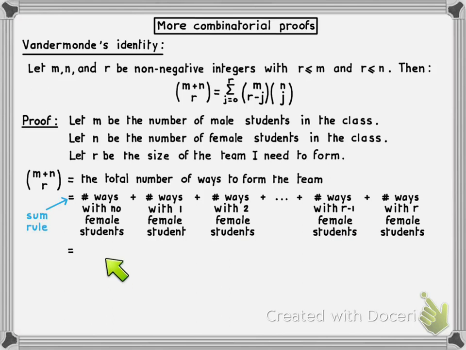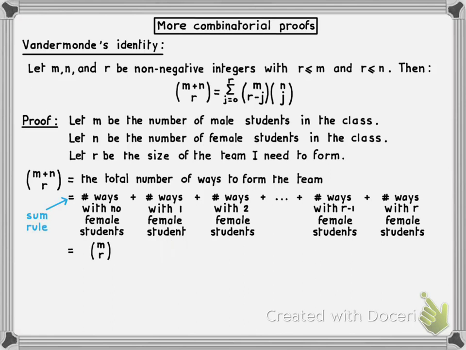How many ways do I have to pick r students out of the m male students in the class, since I don't want to include any female students? Well, the answer is m choose r. So that was easy. Let's look at the second one. How many ways do I have to form a team of size r containing exactly one female student?